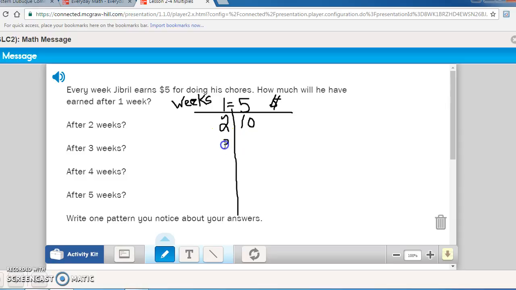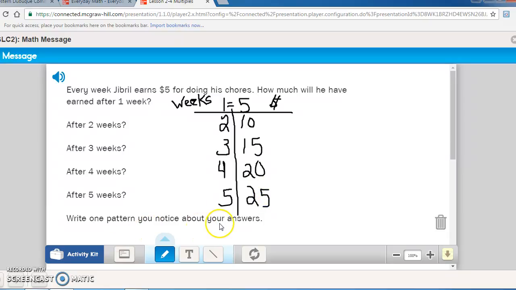3 weeks? Well, 3 times 5 is 15. 4 weeks? 4 times 5 is 20. 5 weeks? 5 times 5 is 25.